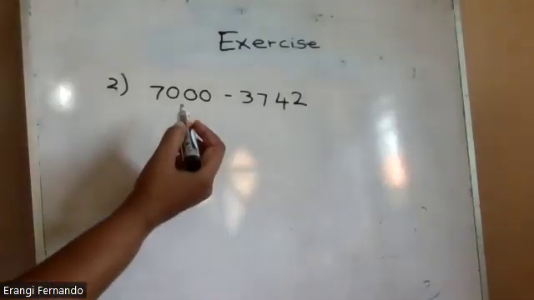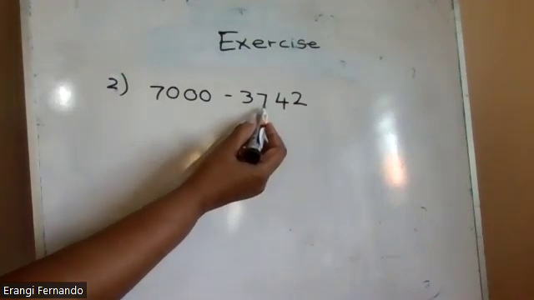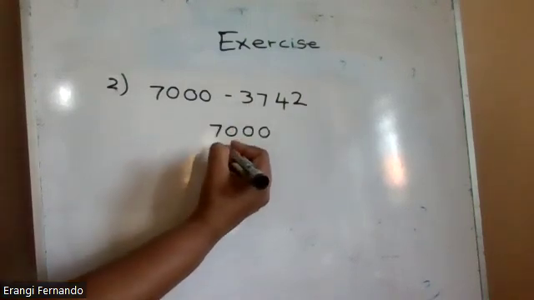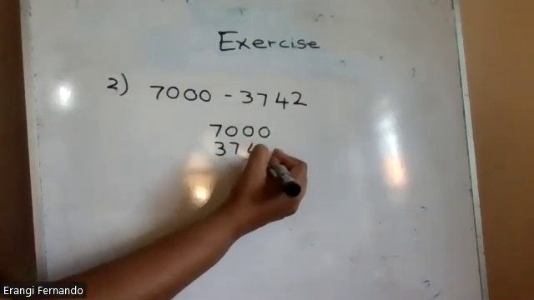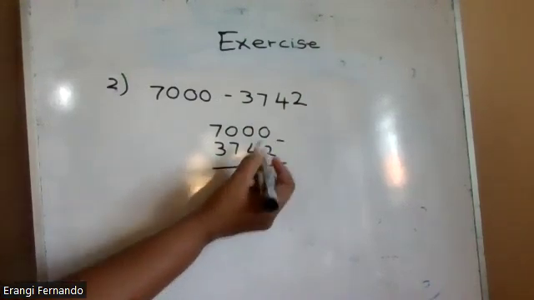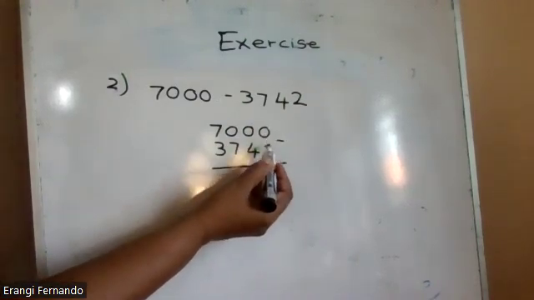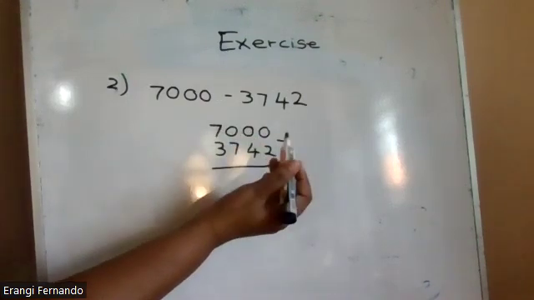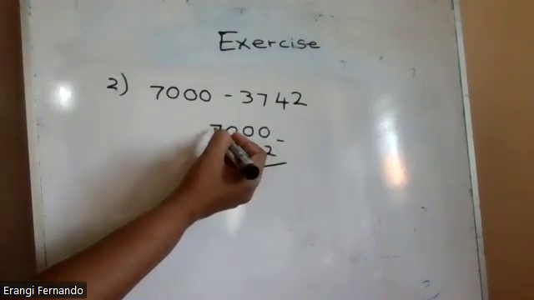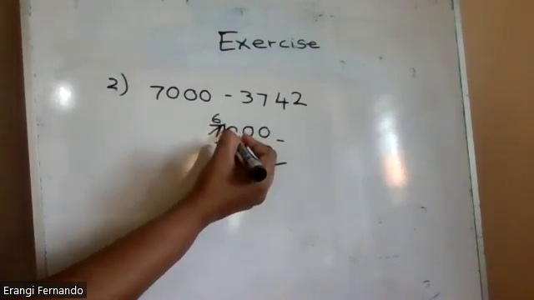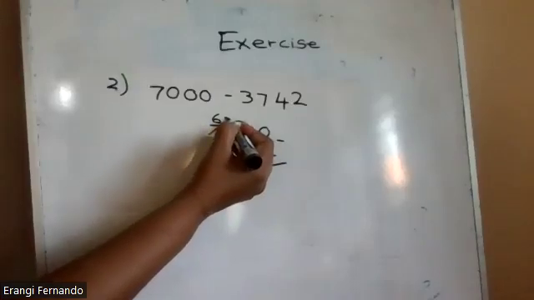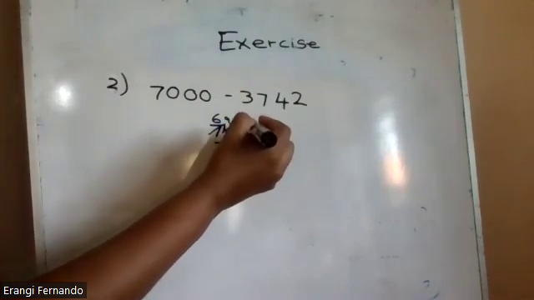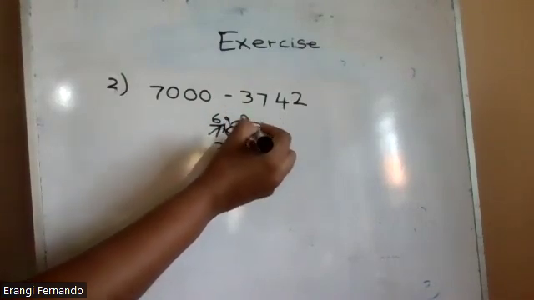Okay, the second question, 7,000 subtract 3,742. So let's write 7,000 subtract 3,742. You have to subtract. First, you have to subtract from each side. From 0, you cannot subtract. You have to borrow from tens, no value, hundreds, no value, thousands. So you have to take from here. Then when you take 10 here and give 1, here also becomes 10, and here when you give 1, you become 9, here 10.